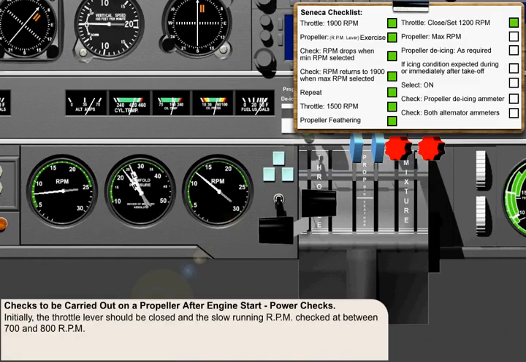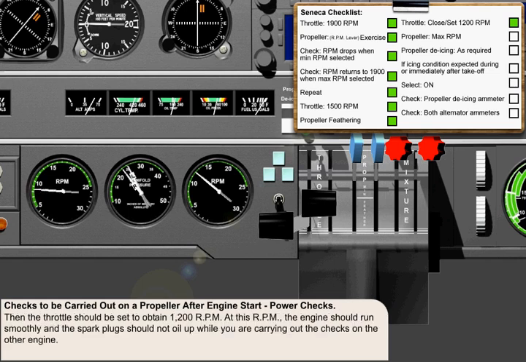Throttle. Close and set 1200 RPM. Initially the throttle lever should be closed and the slow running RPM checked at between 700 to 800 RPM. Then the throttle should be set to obtain 1200 RPM. At this RPM the engine should run smoothly and the spark plug should not oil up while you're carrying out the checks on the other engine.